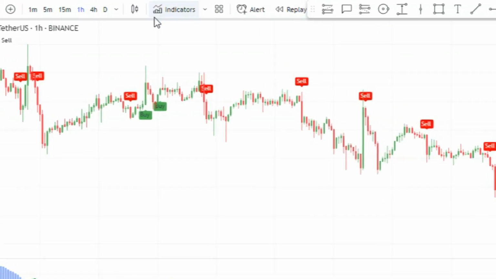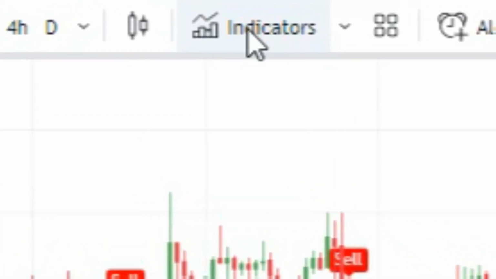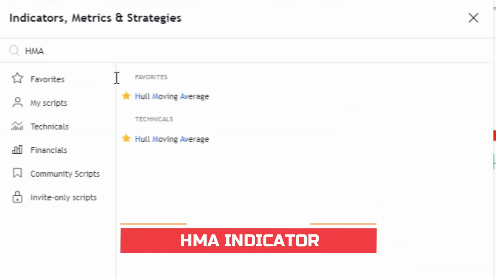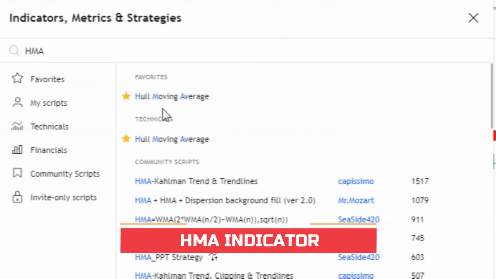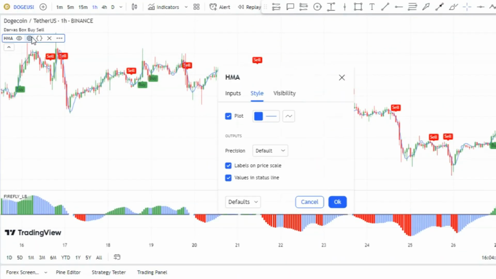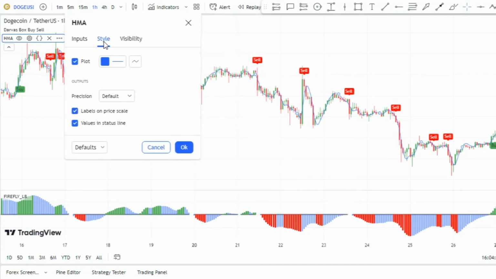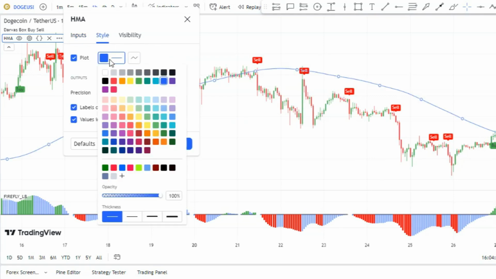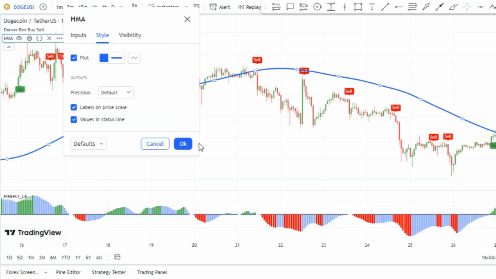To ensure an even stronger confirmation of our trades, we will integrate the HMA indicator into our strategy. To make adjustments to the settings, navigate to the Inputs tab and change the length value to 400, which will provide a smooth and reliable trend signal. Then head over to the Style tab and adjust the color to your preferences, making sure it stands out from the other indicators.